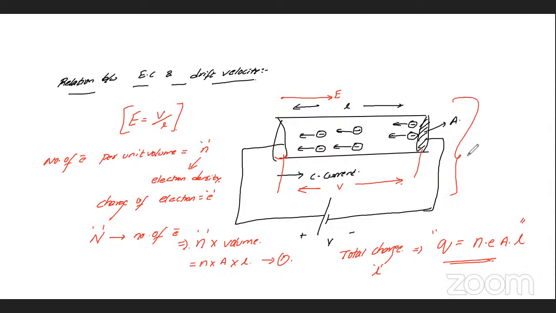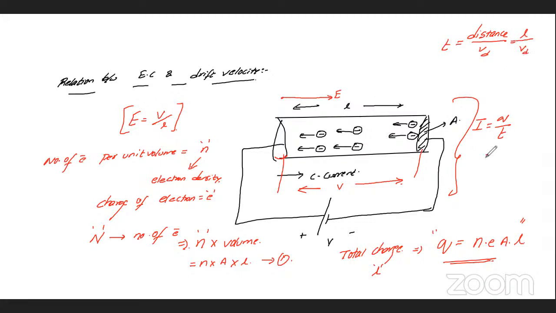So current is nothing but I is equal to Q divided by T. Q we got it, and we need to find the time period. So the time period directly depends upon your drift velocity with which the electrons are traveling from negative towards the positive. So the time period, I'll take it as T is equal to the distance divided by your drift velocity. Distance traveled divided by drift velocity. So distance is nothing but your length of the conductor L divided by V.